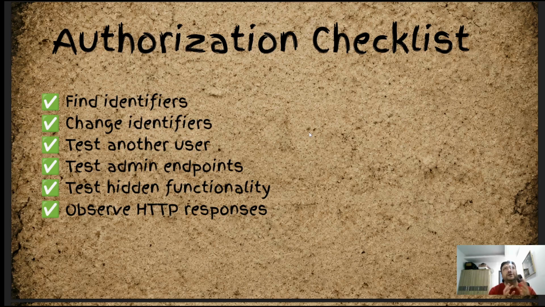If they say, get user profile Robbie, and we know another one is named Bobby, we can say get user Bobby, and if it works, then boom, we're able to access information. Or, we can log in or whatever. Test admin endpoints, enumerate for them, see what's there, and test the functionality. Can I add a user? Can I delete a user? Can I view information?